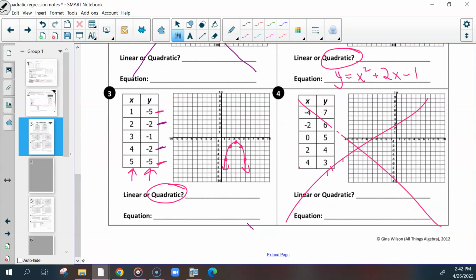So our curve of best fit, or our quadratic regression, would be y equals negative x squared plus 6x minus 10.